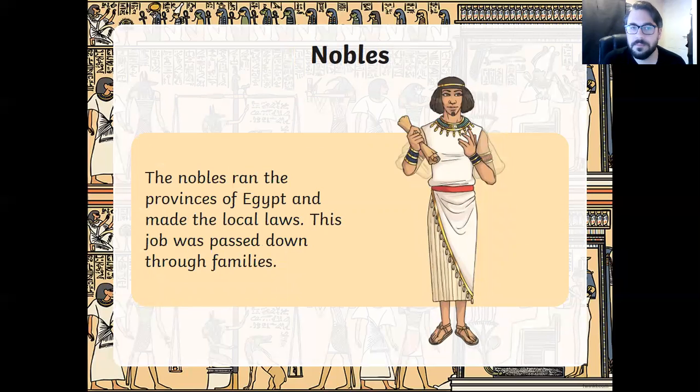The nobles. The nobles ran the provinces of Egypt and made the local laws, so they were in charge of the different areas of Egypt. This job was passed down through families. So if this gentleman here had a son, he would pass his job down to his son.